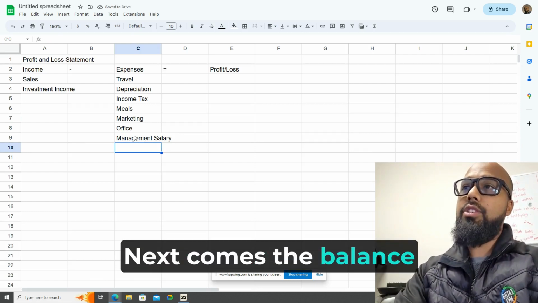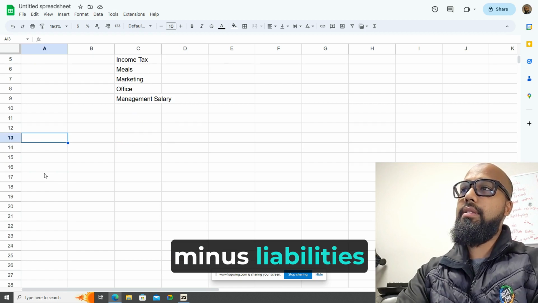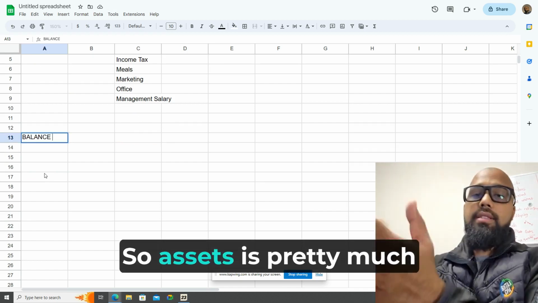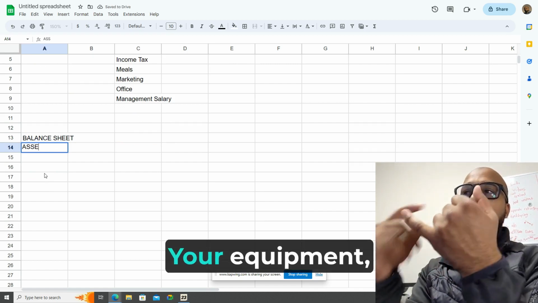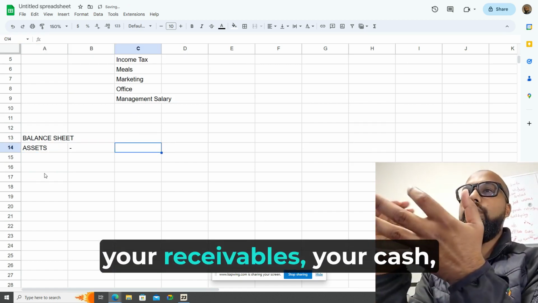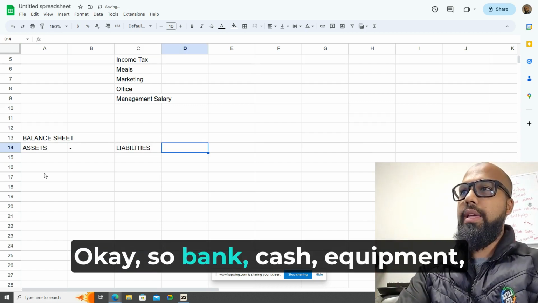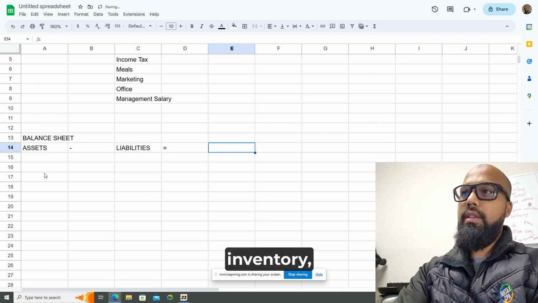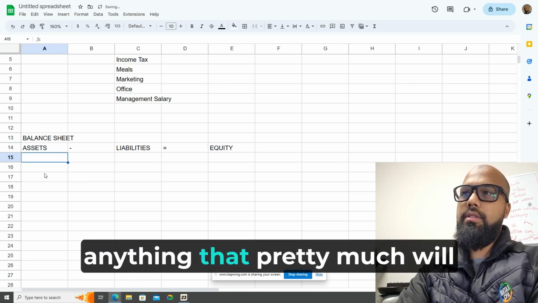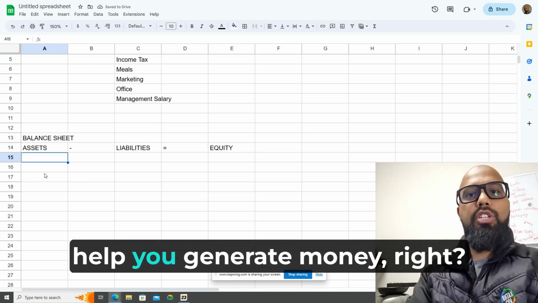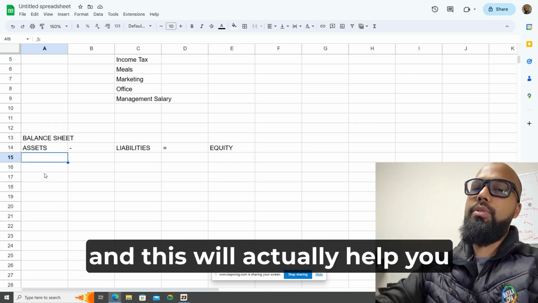Next comes the balance sheet. The balance sheet is assets minus liabilities equals equity. Assets is pretty much what you own. Your equipment, your receivables, your cash, etc. So everything that you own: bank, cash, equipment, inventory, receivables, prepaids, anything that will help you generate money. So it's an asset for you, you own it, and this will actually help you generate money.